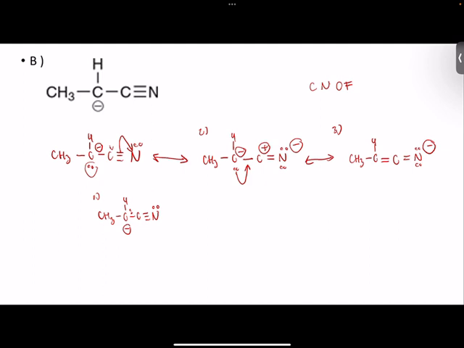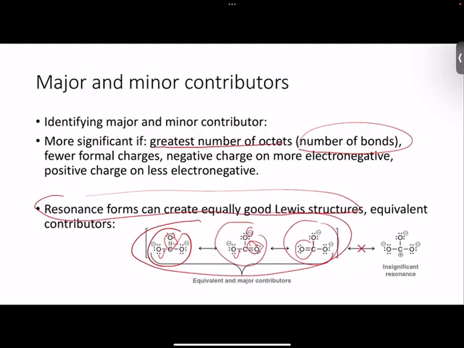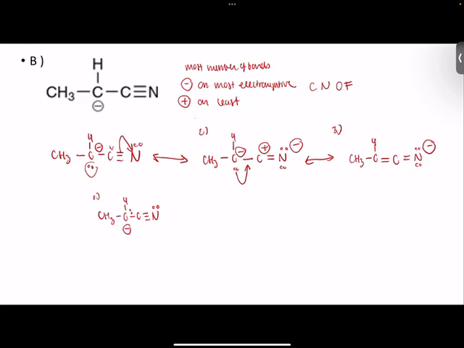So let's look back at our rules. We need the negative charge on the most electronegative atom. We want the positive charge on the least electronegative. We want to have the most number of bonds. And let's see, am I forgetting anything else? The number of octets, and we want the fewest formal charges.